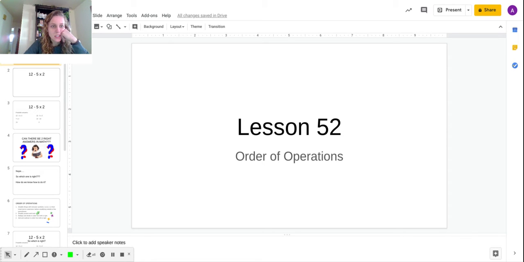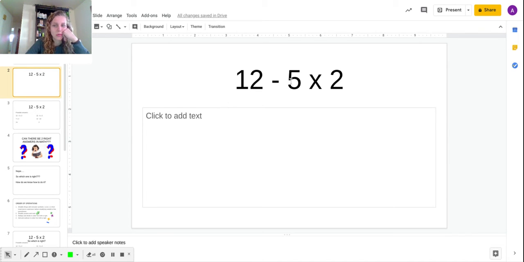So let's first take a look at this problem. 12 minus 5 times 2. So try to do this problem. Pause for a second. What do you get?